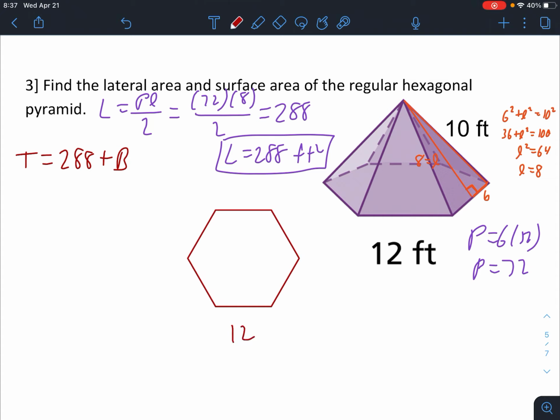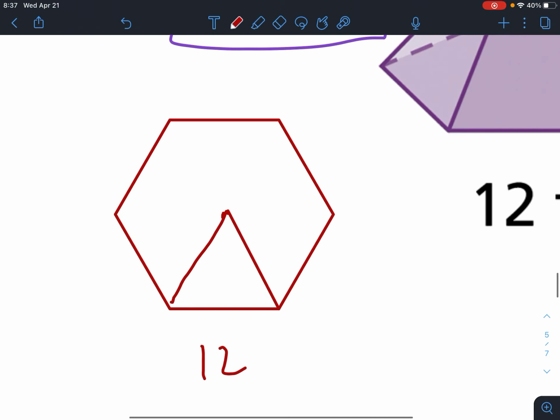I know this is 12. So remember, we want to find the area of our hexagon. What we want to do is find the area of one of these triangles and go from there. So we know these are both 6. We don't know this.